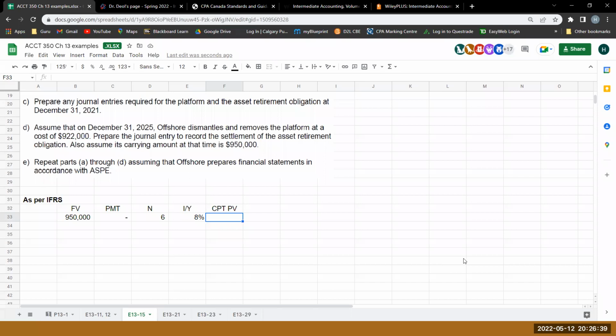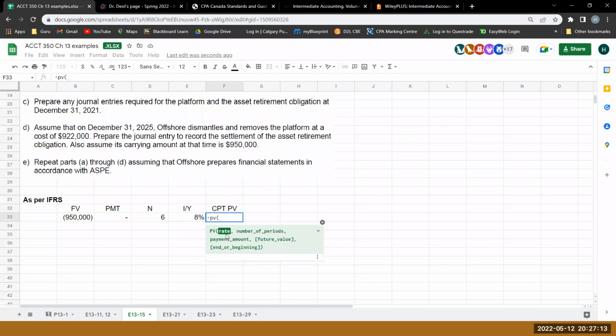So for us here, if you think about it, 950,000 is what this company will have to pay in 6 years' time. So put that in as a negative, because that's money that's going to be going out in 6 years' time. There's no other cash to be paid for the 6 years. If you calculate present value, the formula is PV. And if you open the bracket, Excel will also give you the prompts, and so also will Google Sheets.